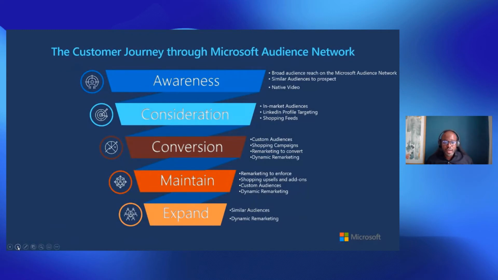Consideration is a step further, as we are addressing users who are potentially interested. This is where you should typically use in-market audiences. Crafted using the 20 billion daily signals, they contain highly qualified users for pretty much any vertical. We also have the possibility to target LinkedIn profiles based on industry, but also company. Shopping feed is also a great tool to target users who are already interested in your product.